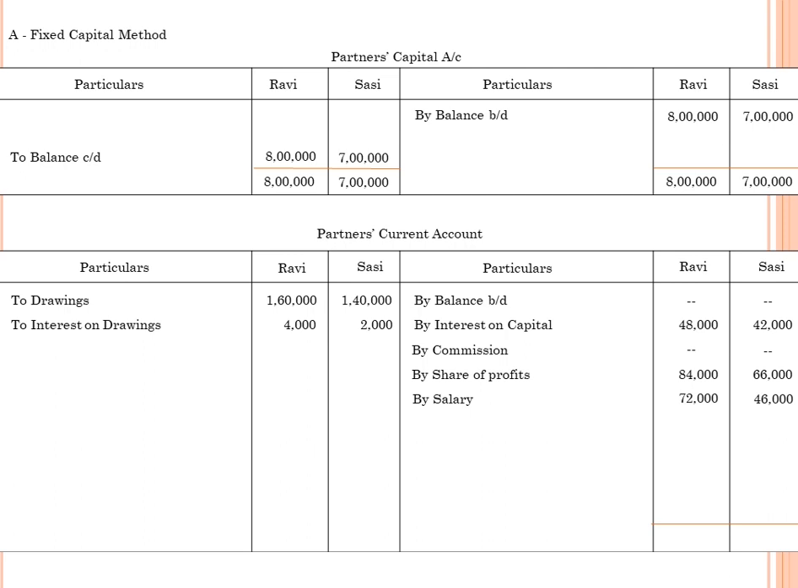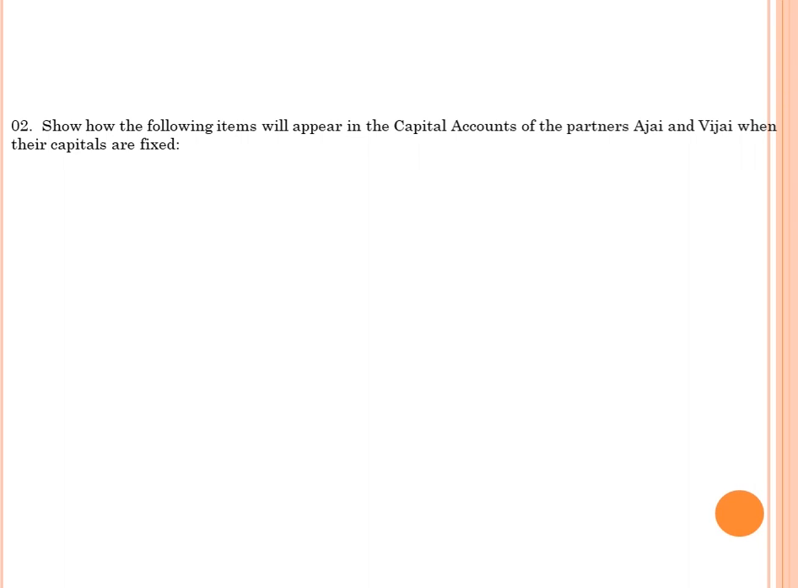The credit side has the excess. Find the total, 2,04,000 and 1,54,000. The same value you put on the debit side, 2,04,000, 1,54,000. Find the closing balance of the partner's current account. So balance carried down, the balancing figure, 40,000, 12,000. Now we are going to move on to the second problem. One more problem we are going to work out in the fixed capital method. Now, problem number 2.